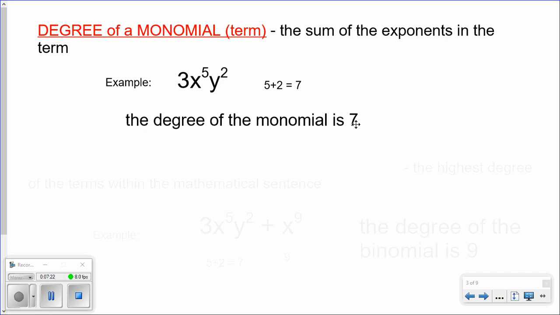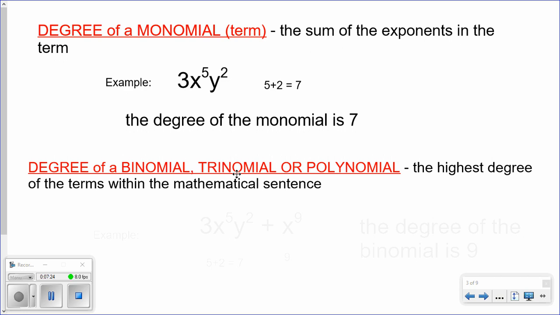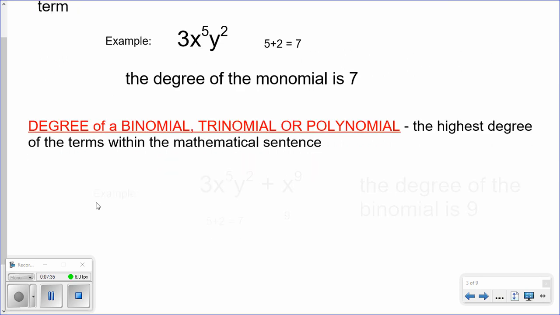Okay? Now, for a degree of a binomial, trinomial, or polynomial, where you have multiple terms in that one polynomial, it's the highest degree of all the terms within that thing that wins. Okay? So here's an example. We have a binomial here. We have 3x to the 5th y squared plus 9x to the 9th. Okay? We're going to take the degree of each term, and then whichever one is highest is the degree of our binomial. Okay? So this guy we already found, the degree was 7.